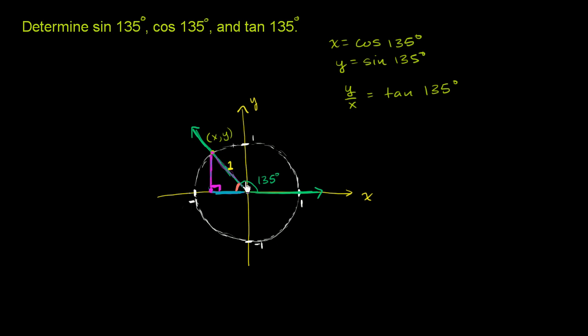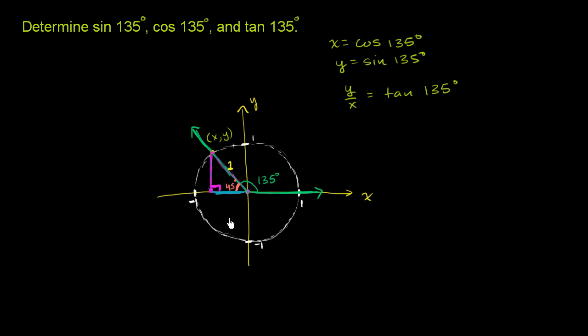Well, let's think about it. It definitely is supplementary to this 135 degrees. 135 plus this orange angle must be equal to 180 degrees. So 180 minus 135 gives us 45 degrees. And this is often referred to as the reference angle. It's that positive angle between the terminal side of an angle, whether that 135-degree angle, and the x-axis. So that's a 45-degree angle right over there.